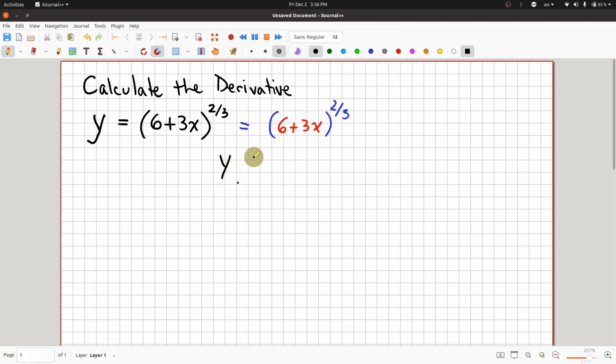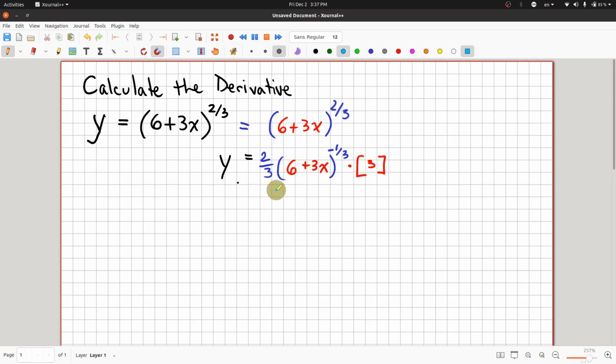So here we have y prime equals, taking the derivative of the outside, the 2/3 comes down, we're using the power rule. I draw my parentheses there so that I remember, what do I need to do up here? Lower 2/3 by 1. 2/3 minus 1 is 2/3 minus 3/3, so that's a -1/3. Remember, the inside is unchanged, and now we're going to multiply by the derivative of the inside. This is a line, and a derivative is just a slope. I can see the slope of this line is 3. 6 is a constant, so the derivative of 6 is 0.